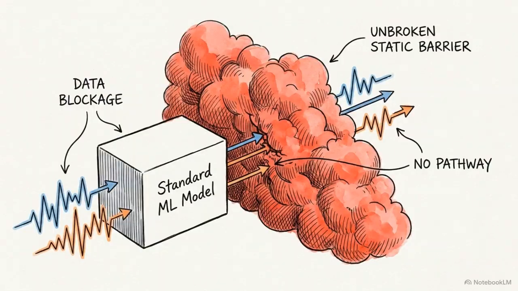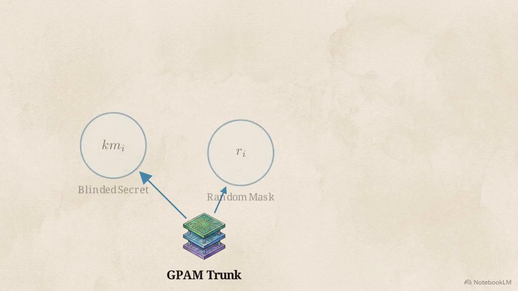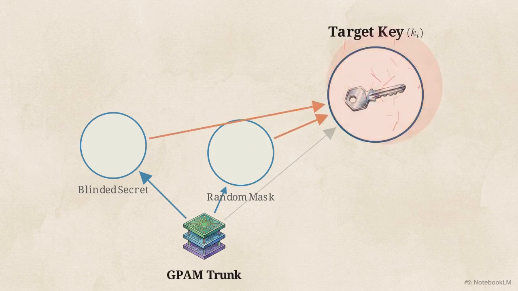If you point a standard machine learning model at a basic additive masking implementation and ask it to guess the key byte, it achieves an accuracy of about 0.39%, which is exactly random chance. GPAM uses a relational directed acyclic graph. During white box training, intermediate nodes explicitly predict the random mask and blinded secret, feeding outputs into the final target node. This provides the exact mathematical context needed to strip away random noise and infer the true key byte.